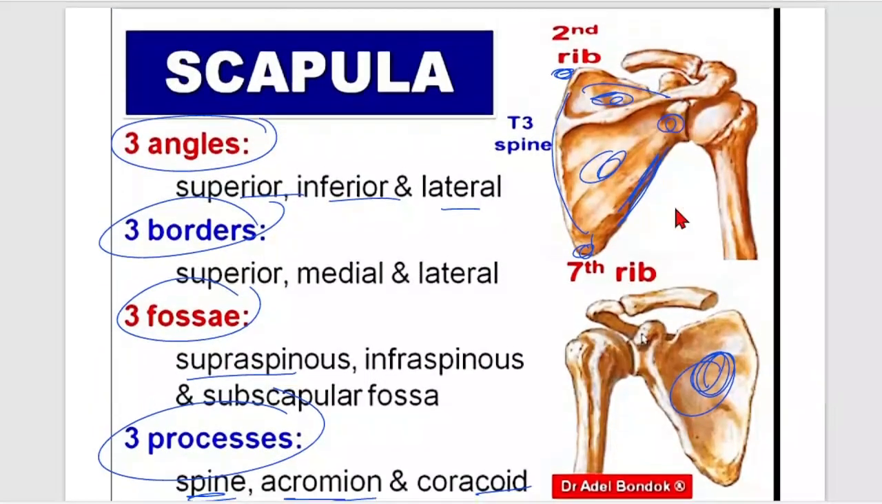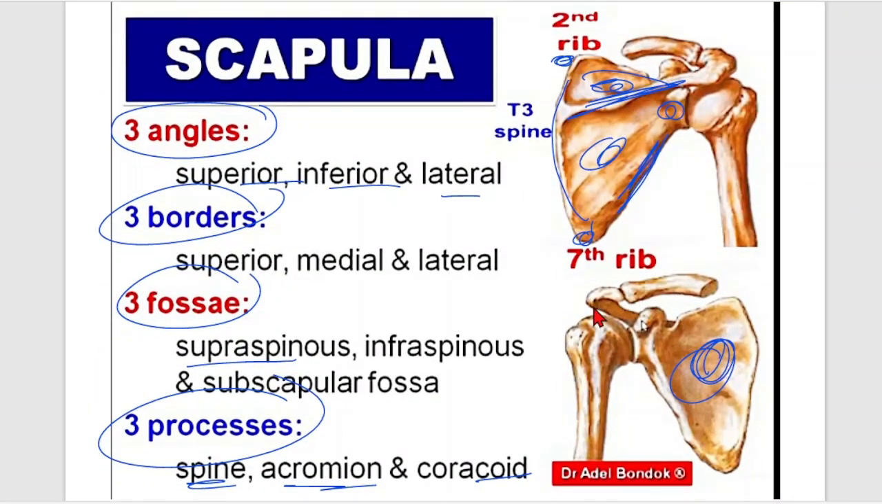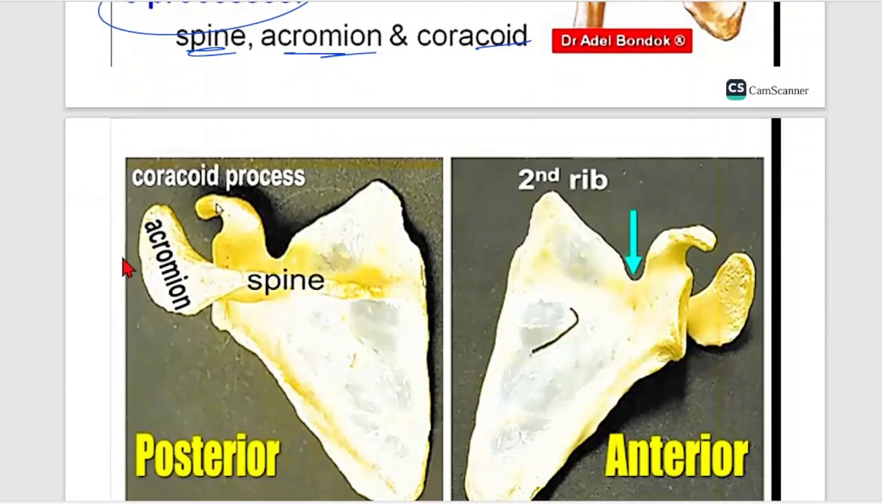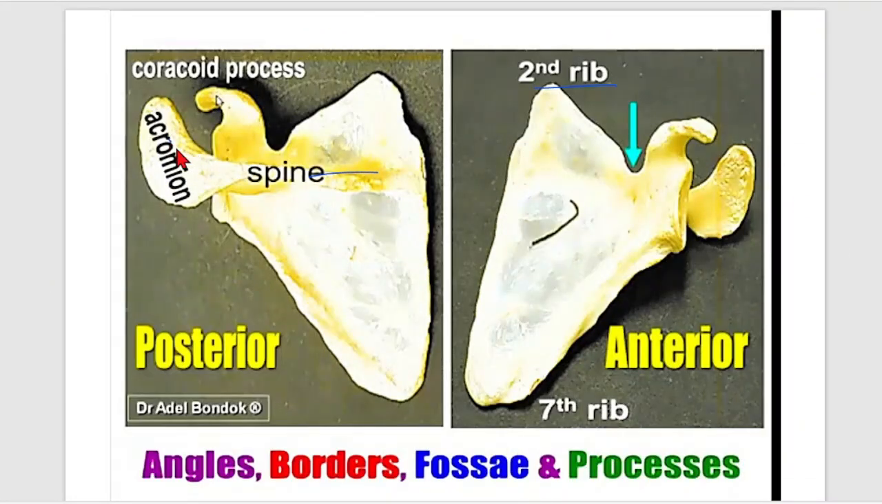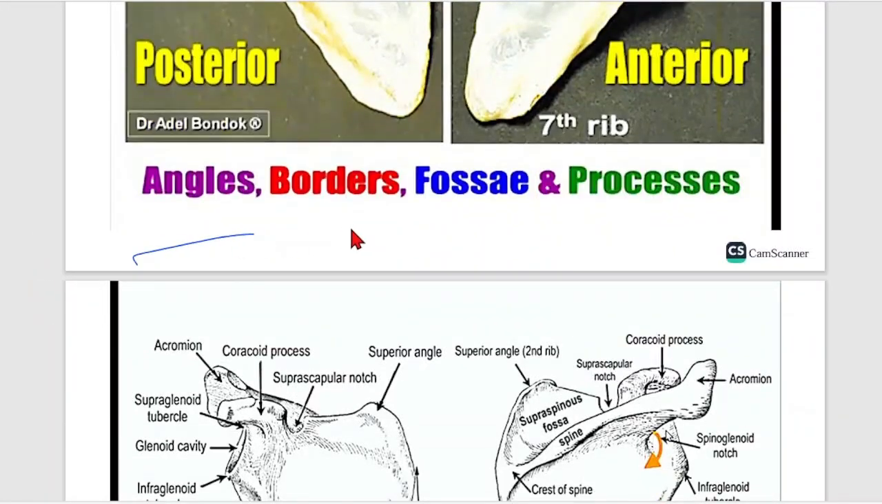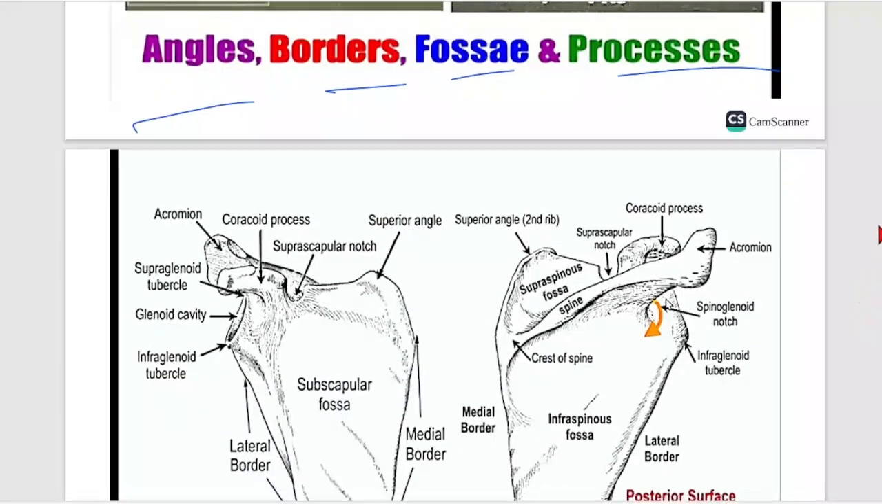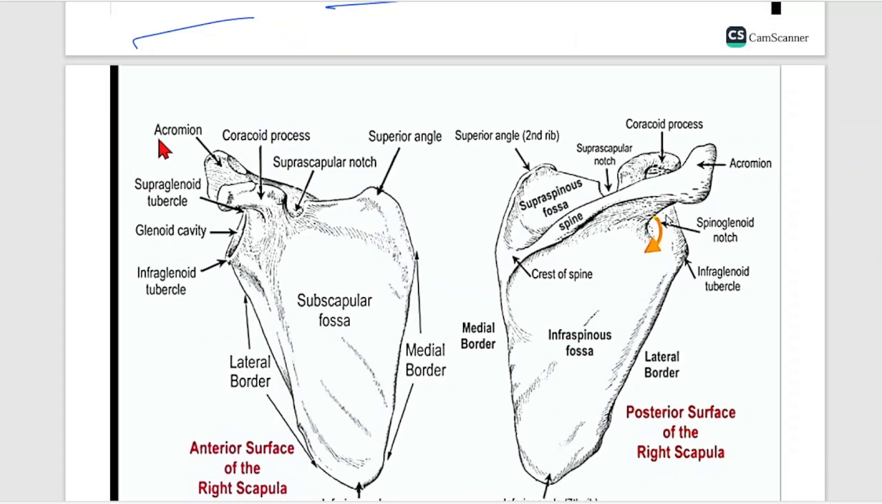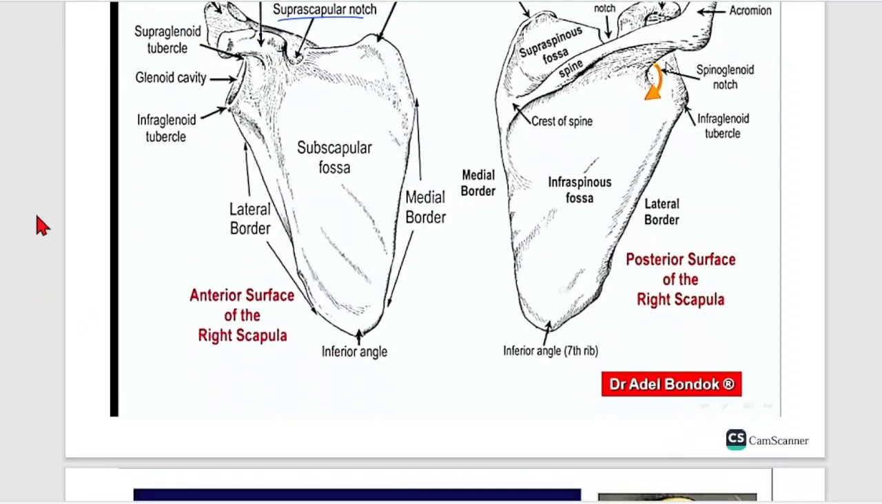On the posterior side, this is the spine, this is the acromion process, and this is the coracoid process. Now this is the spine, this is the acromion. Angle, border, fossa, and process. Now this is the acromion, coracoid process, scapular notch, superior angle. We have already discussed all of them.